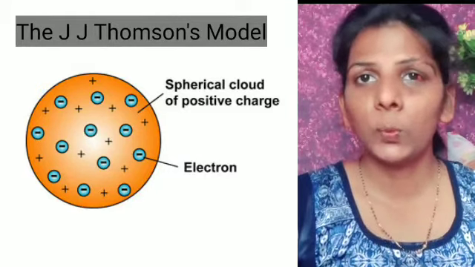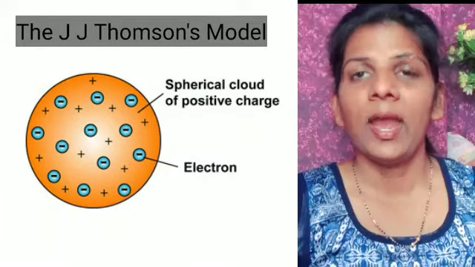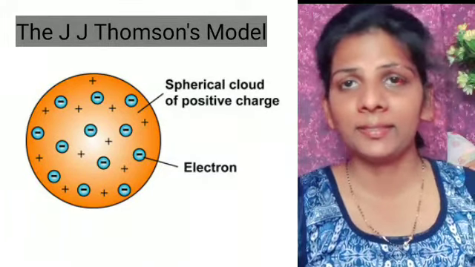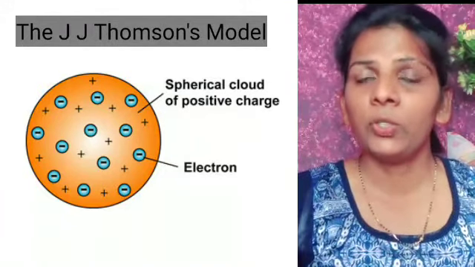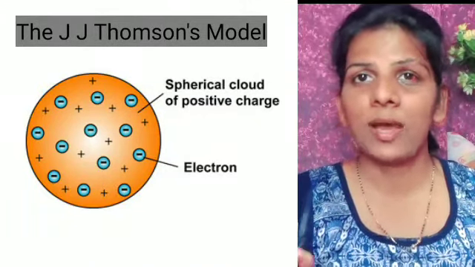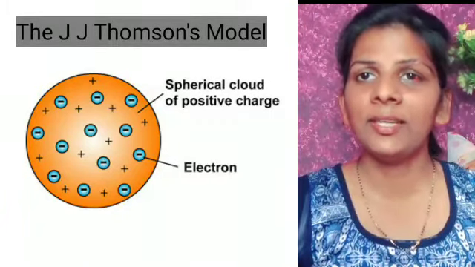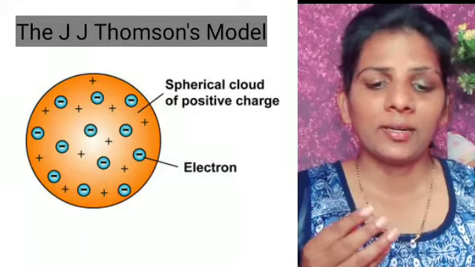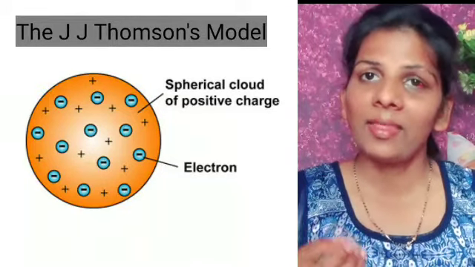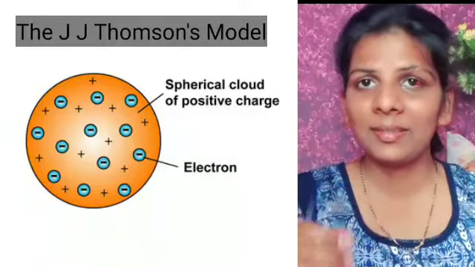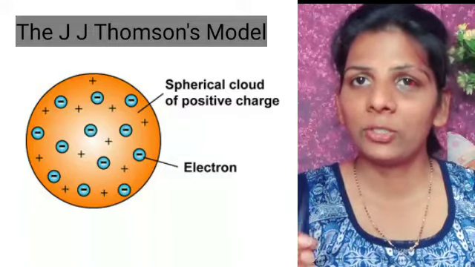The first and the foremost was the scientist called J.J. Thomson, and he explained to us that an atom is a uniform sphere, where electrons are embedded. For example, you could see in a watermelon, the red part is the positive charge, and the electrons are embedded. The seeds which you could see in a watermelon are like electron charges.